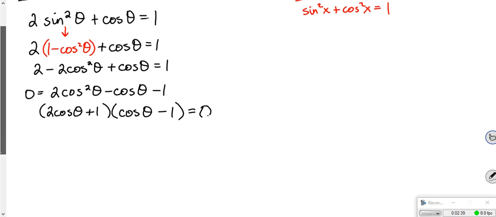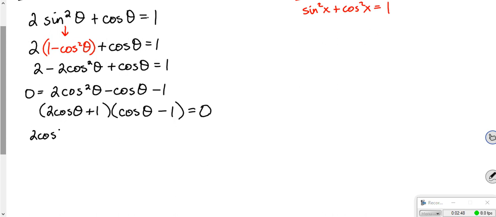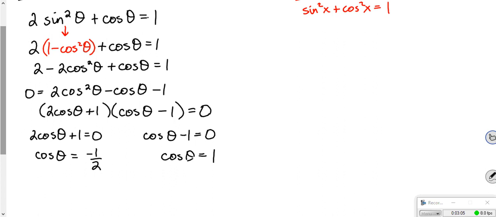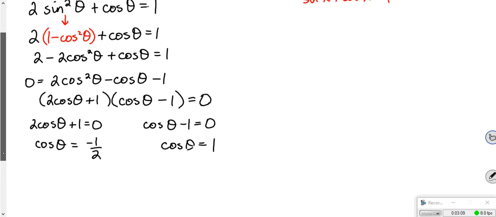Now remember, the zero product principle is going to split this into 2 separate equations. I'm going to have 2 cosine theta plus 1 equals 0, and I'm going to have cosine theta minus 1 equals 0. This one's going to give me cosine theta equals -1/2. This one is going to give me cosine theta equals 1. Now, I have to solve each one of those.